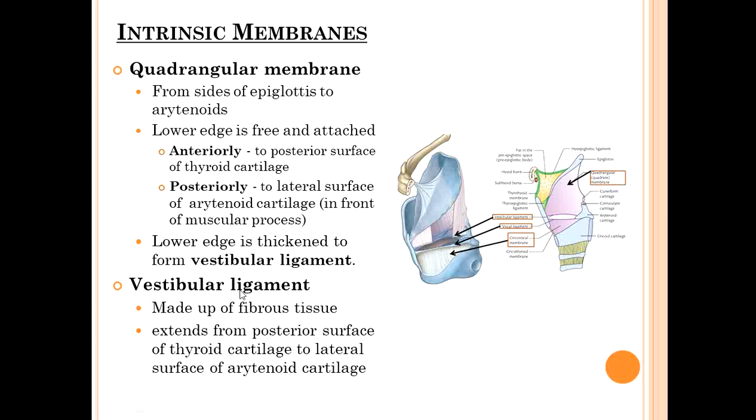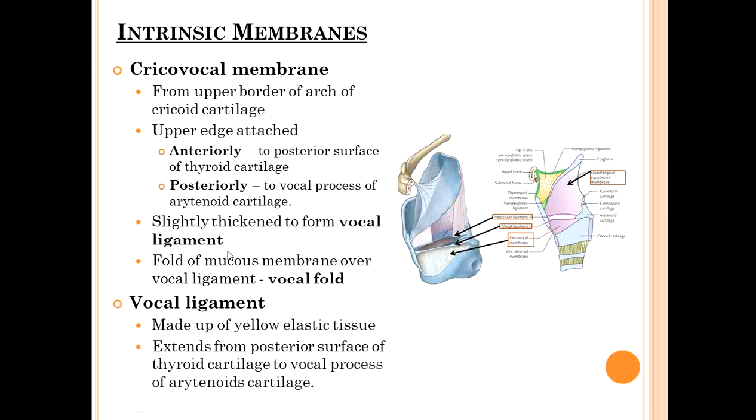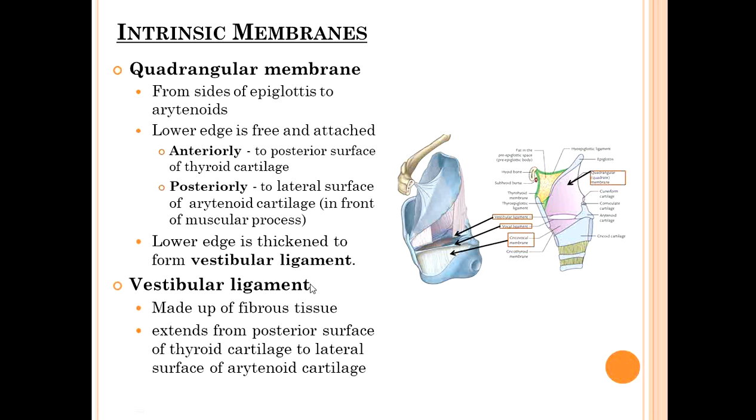So the vestibular ligament is formed of fibrous tissue. It extends from the posterior surface of thyroid cartilage to the lateral surface of arytenoid cartilage. So that is what I have told you. One is the cricovocal membrane, second is the vocal ligament, third is the vocal fold. Here you see the quadrangular membrane and vestibular ligament.